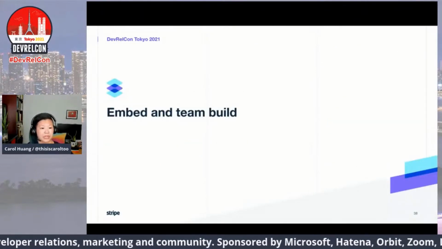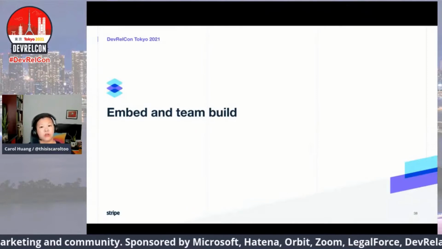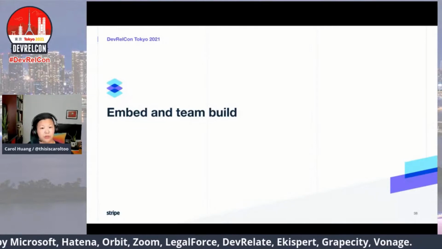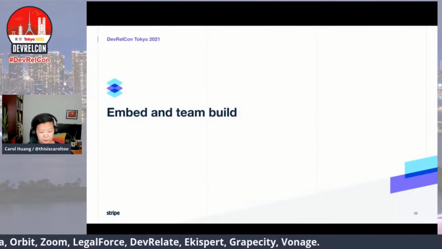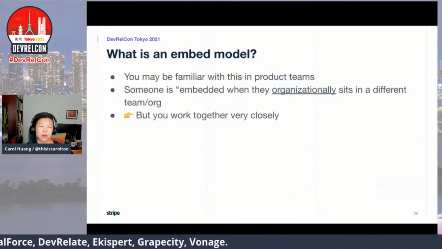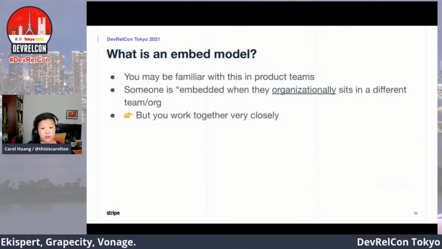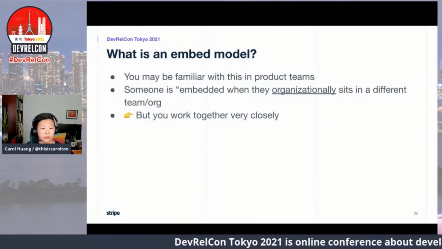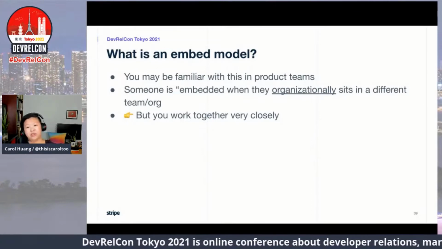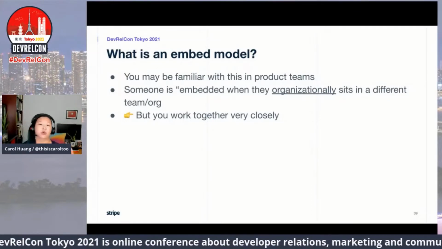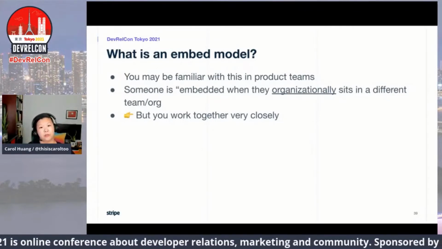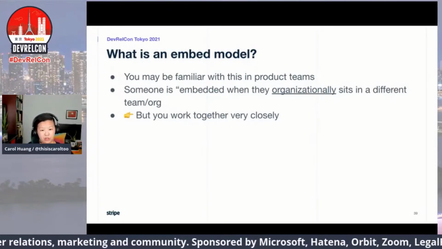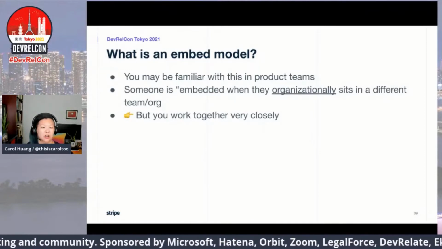So, embedding and team building. It's key that whoever you're embedding feels like they're a part of the team. In this case, it's me, the dev marketer, who is embedded within our dev advocacy, our DA team. So, what actually is an embedded model? You might be familiar with this term from product teams or maybe site reliability engineering teams, where somebody is embedded when they organizationally sit in a different team or org or pillar, but you work together very closely on your projects, possibly every day. And a lot of the time this is just an org chart thing, it might be a budget thing, but the fact is they're not technically on your team.